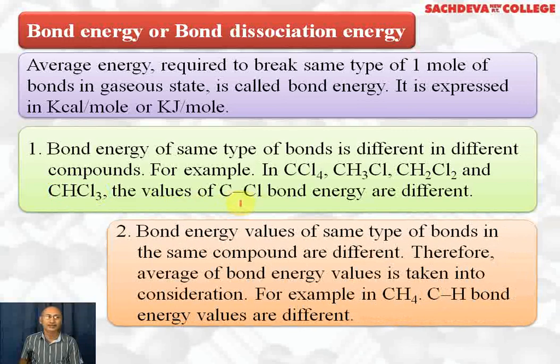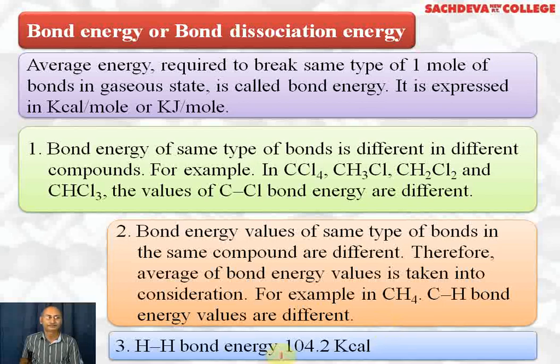That's why we have to take the average values. So bond energy values of the same type of bonds in the same compound are also different. Therefore, the average of bond energy values is taken into consideration. For example, in CH4, the C-H bond energy values are different, and by taking the average of different values, we can get the average bond dissociation energy. Hydrogen bond energy is 104.2 kilocalories or 436 kilojoules per mole.